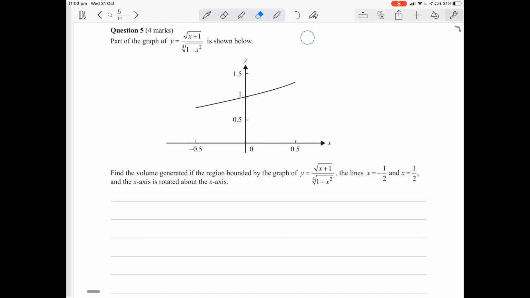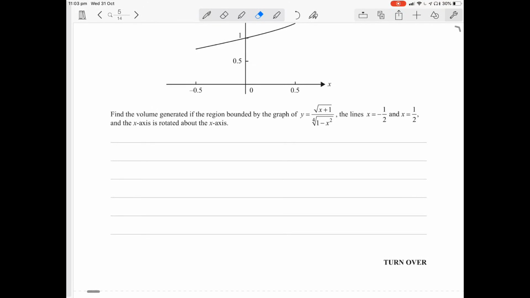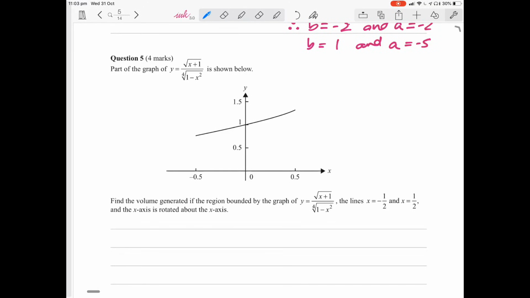Not currently seeing anything you can do with it. Okay, find the volume generated of the region bounded by y and the lines x equals negative a half and a half when it's rotated. So negative a half, that's going to be rotated, and then that's our volume of our solid.